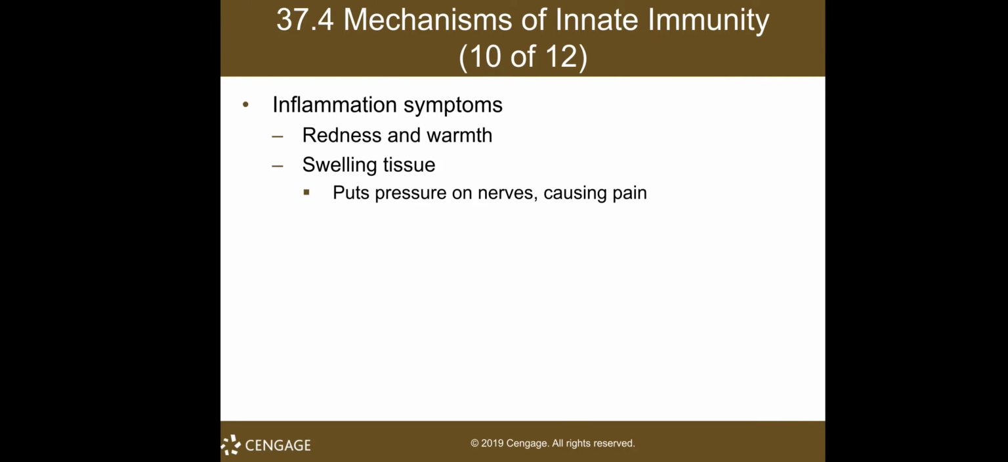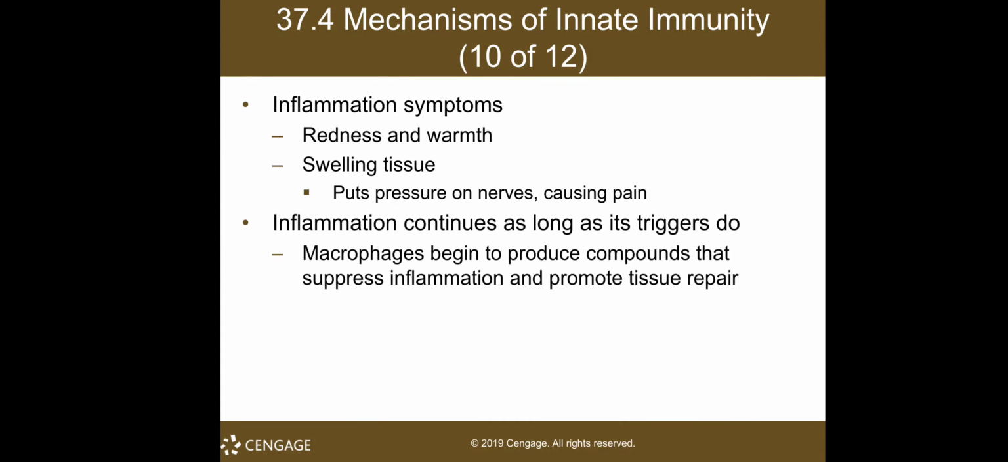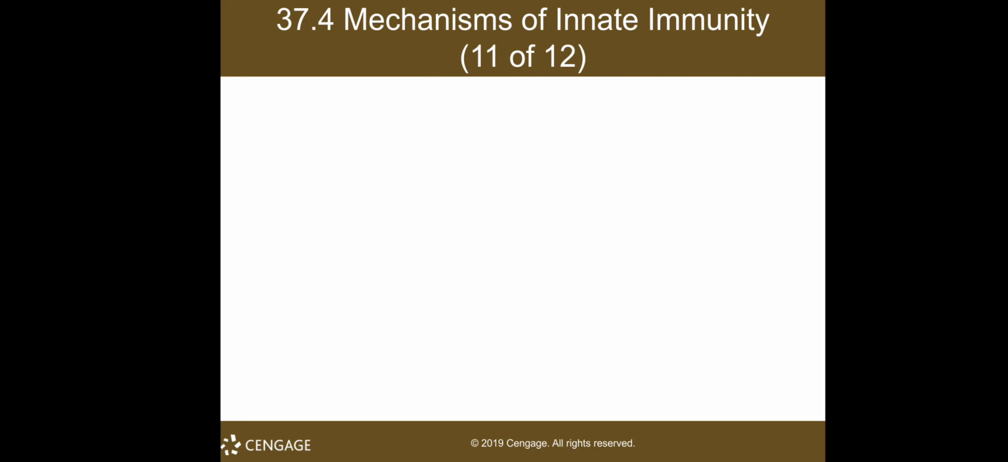Following on with the inflammation, what are the symptoms of inflammation? You have redness and warmth as well as swelling of the tissue. This swelling puts pressure on the nerves. That's why there is accompanying pain in inflammation. Inflammation does not only happen when you are sick, but even when you just get a scratch. The area becomes red, becomes hot, and becomes painful. So basically, there's an inflammation in the area. The inflammation continues as long as its triggers are still there. Macrophages begin to produce compounds that suppress inflammation and promote tissue repair when they have properly suppressed the invading pathogens in the area.